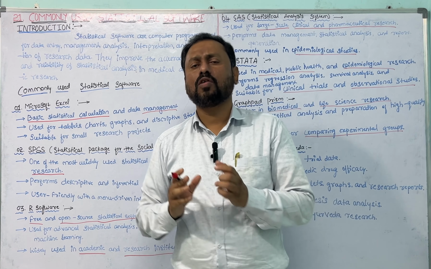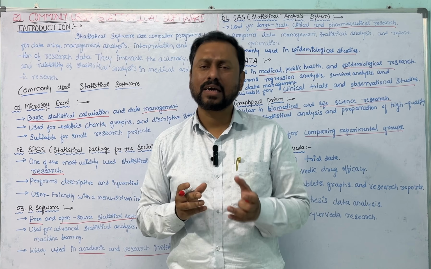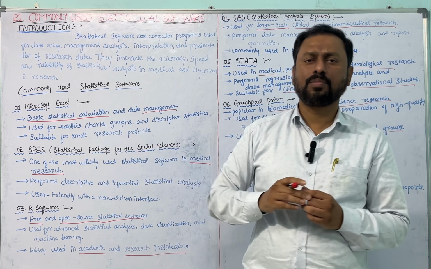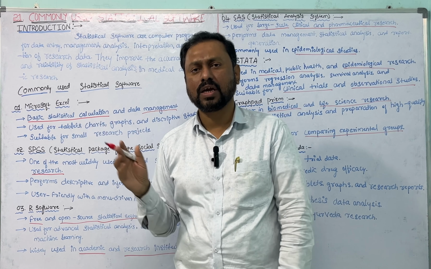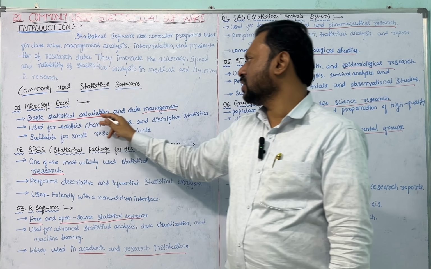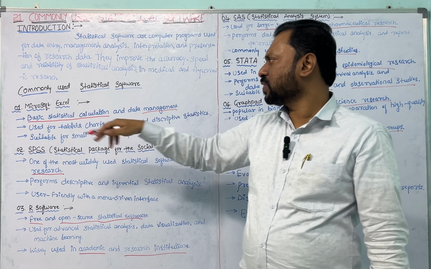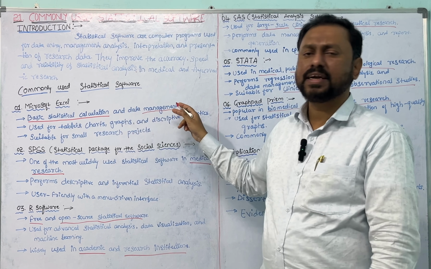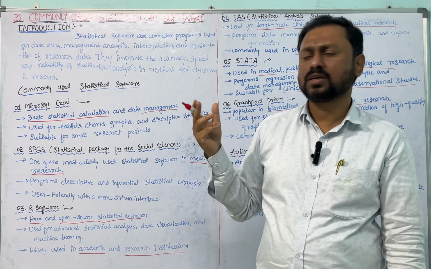Now, what are the common software we are using nowadays in medical research and statistics? We will study them one by one. The first most common software is Microsoft Excel. It is very common and easily available. Microsoft Excel is used for basic statistical calculation as well as for data management. Researchers commonly use this software.